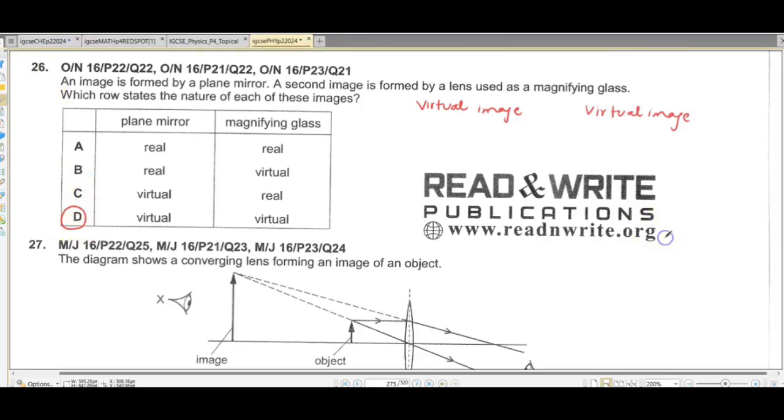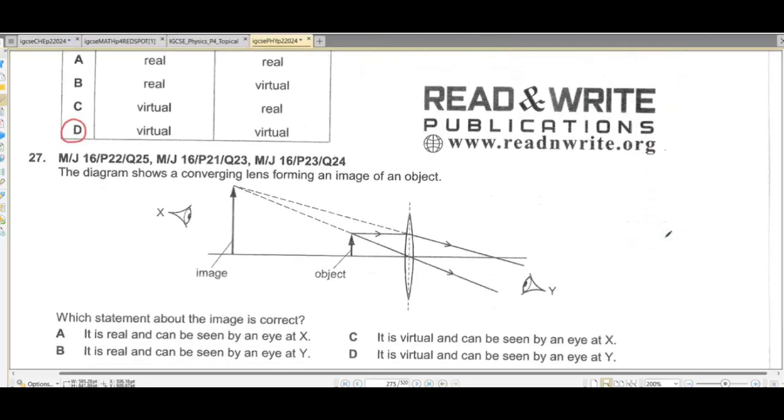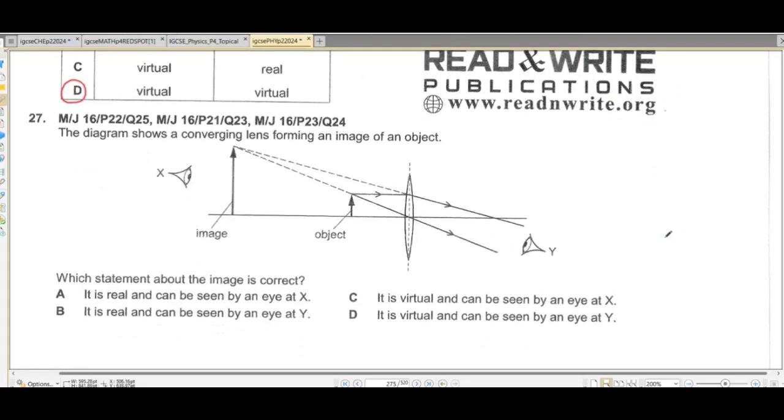Question number 27. The diagram shows a converging lens forming an image of an object. Which statement about the image is correct? Now if you see the ray diagram, this is again an example of a magnifying glass. You can see that the image is being formed on the same side as that of the object. It is an upright and a virtual image. And whenever this scenario comes into play, you have to place the eye over here to see the image.